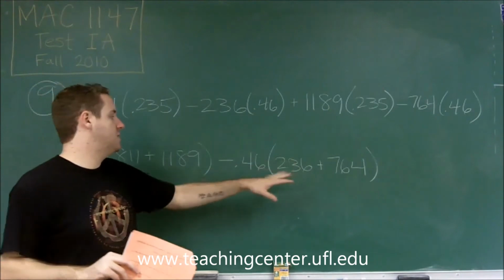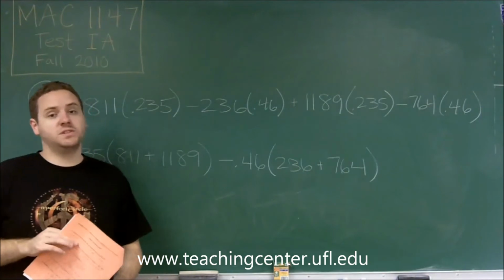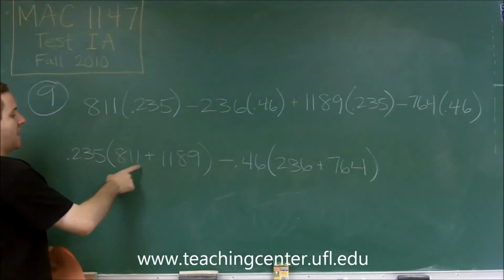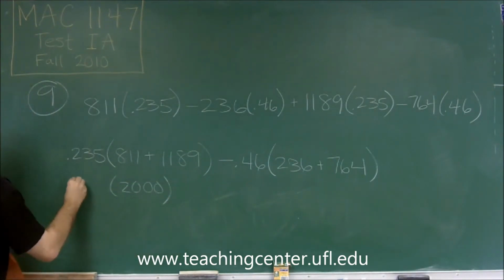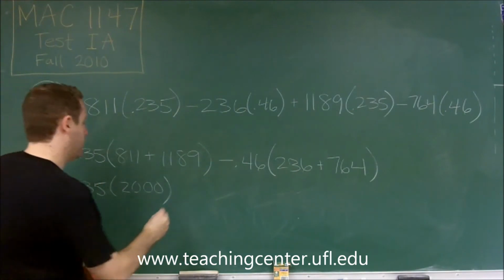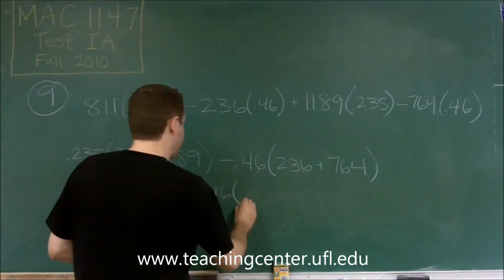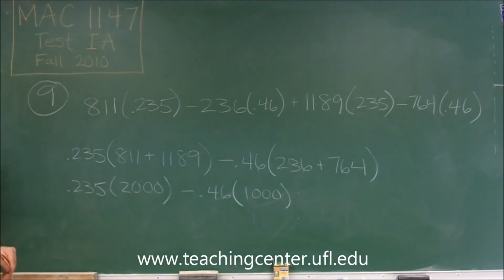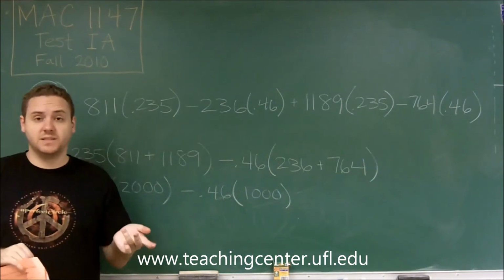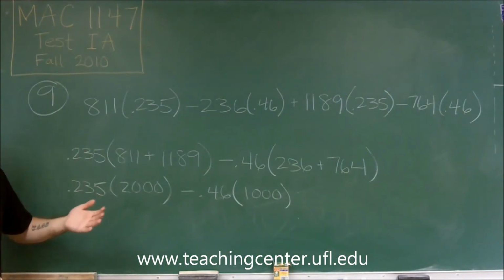But doing this is advantageous because now we can just do 2 multiplications instead of having to do 4. And it turns out they're going to be much easier to do. Because 811 and 1189 is exactly 2000. And 236 plus 764 is exactly 1000. Now these are simple to do because if you're doing things by powers of 10, all you have to do is move decimals. So let's forget that this is 2000. Let's just pretend it was 1000 and then multiply by 2 afterwards.